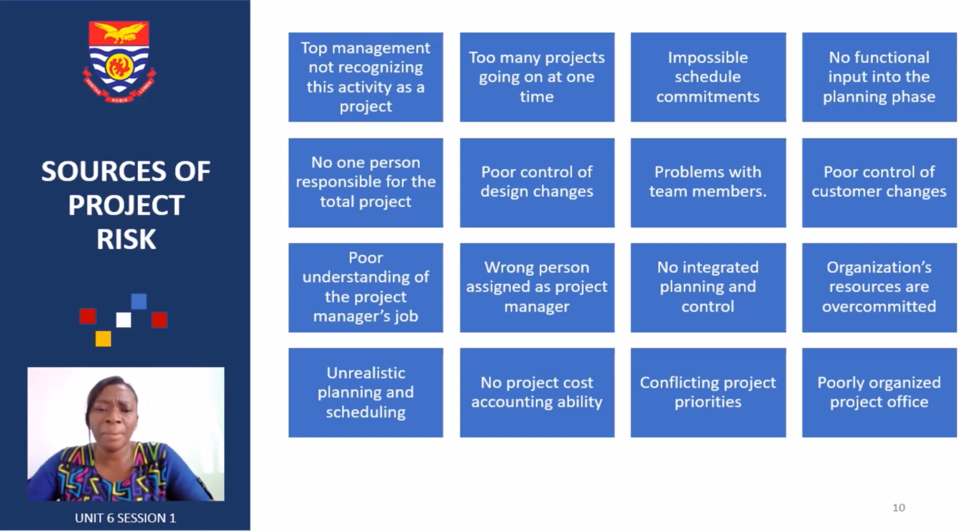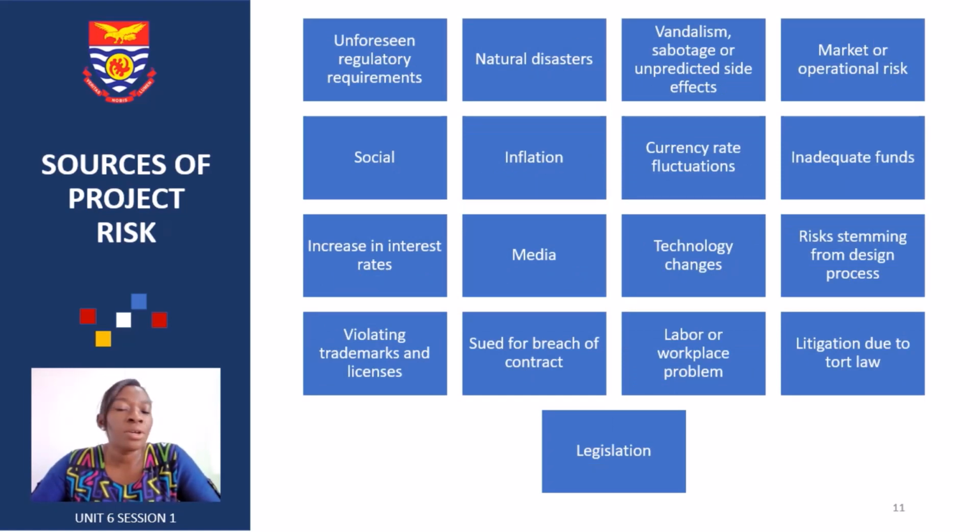So these are about 16 common sources of project risk out there, and the list keeps going on. A lot of things can go wrong, even including unforeseen regulatory requirements. You realize in the COVID time there came a regulation that every place wherever you are, there's supposed to be some sort of COVID protocols, and they were mandatory, and you had to go by it. Natural disasters can happen, like the Turkey earthquake. It was unforeseen. It brought its own risk for people who were doing projects there. There's vandalism, sabotage, and unpredicted side effects.